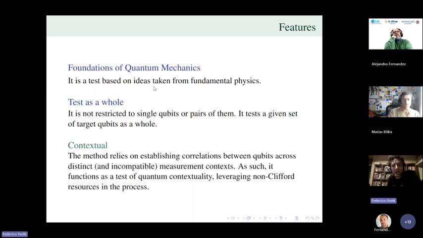Now, the method relies on establishing correlations between qubits across distinct and incompatible measurement contexts. As such, it functions as a test of quantum contextuality, leveraging non-Clifford resources in the process.